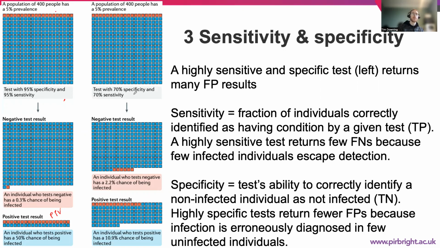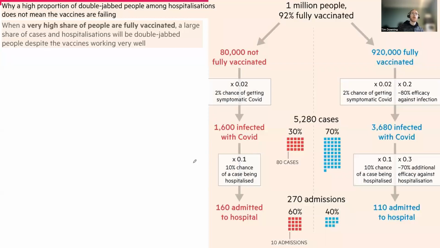If we look at a simpler test with 70% and 70% that we had before, the PPV now is only 11%. So that's going to be quite low, and that's not going to be useful. This is another example here.